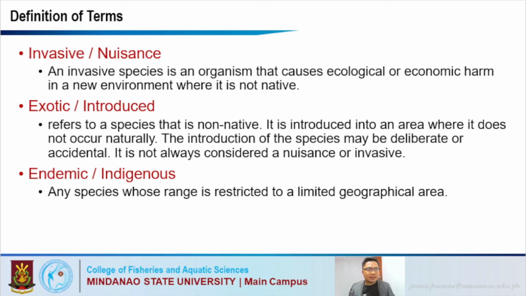All right, so lastly, we have the terms endemic and indigenous. This refers to any species whose range is restricted to a limited geographical area. Meaning, these are species that are not found in any other places. For example, the native or endemic species of cyprinids found in Lake Lanao are not found anywhere else. So, they are endemic to Lake Lanao. Right? So, those are the very basic definitions of the three classifications of species that are now being cultivated in the Philippines.